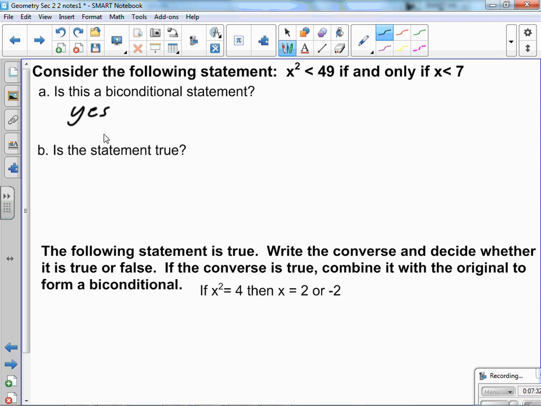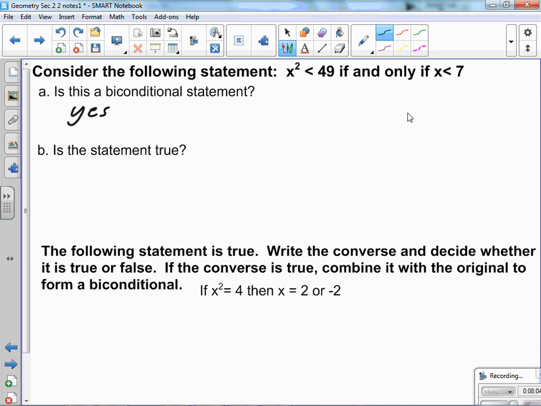And there is a B portion that says, is the statement true? So if I look at this statement, of course, remember if it's if and only if, it's kind of like saying if x squared is less than 49, then x is less than 7. Or the converse of that, if x is less than 7, then x squared is less than 49.